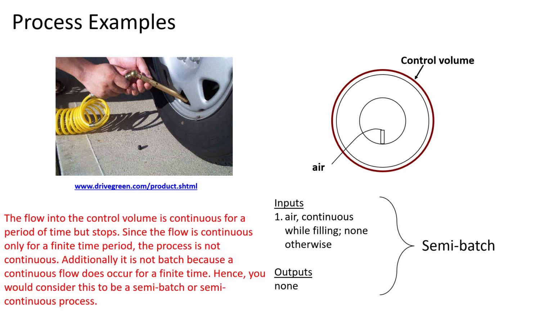The flow into the control volume is continuous for a period of time but stops. Since the flow is continuous only for a finite time period, the process is not continuous. Additionally, it is not batch, because the continuous flow does occur for a finite time. Hence, you would consider this to be a semi-batch or semi-continuous process.